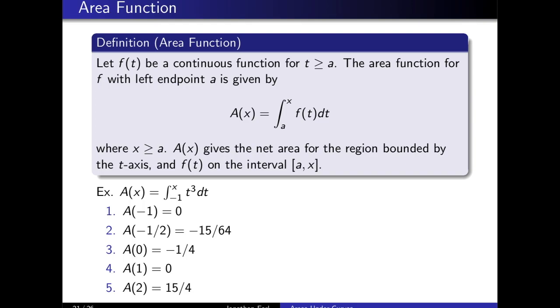And if we found this using techniques that we haven't really seen yet, what we would have is that the area function at -1, so just that area from -1 to -1, is 0, and that makes sense from one of the rules we just had. The area from -1 to -1/2 is -15/64. The area from -1 to 0 is -1/4. The area from -1 to 1 is 0. And the area for our region from -1 to 2 is 15/4.